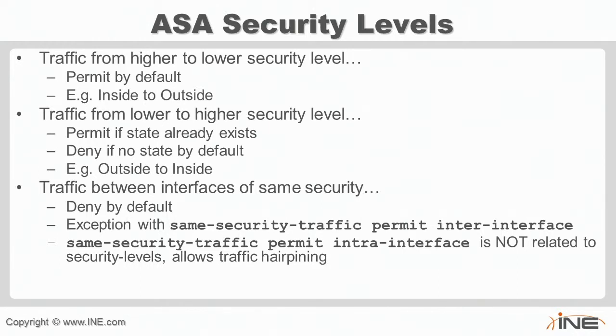This is for a design that is known as hairpinning, where typically your VPN traffic is going to come in on the outside interface and then leave back on the outside interface. So if you're doing split tunneling back out to the internet over the ASA. We'll talk about that one later when we get to VPNs, but the main point here is that by default, traffic between interfaces of the same security level is going to be denied.